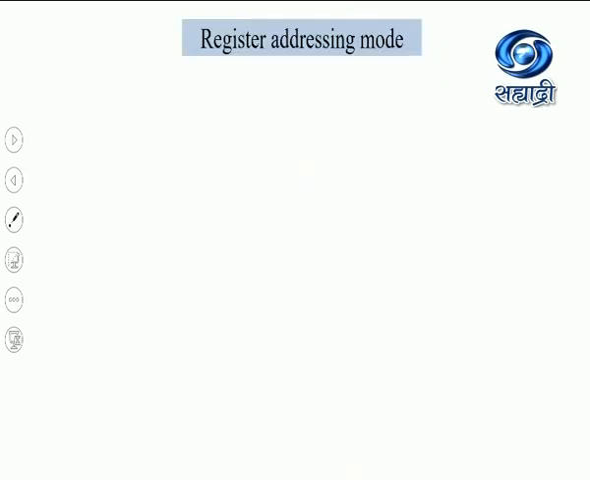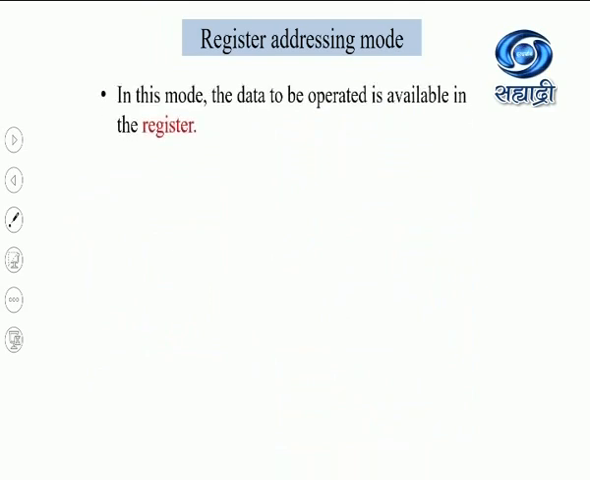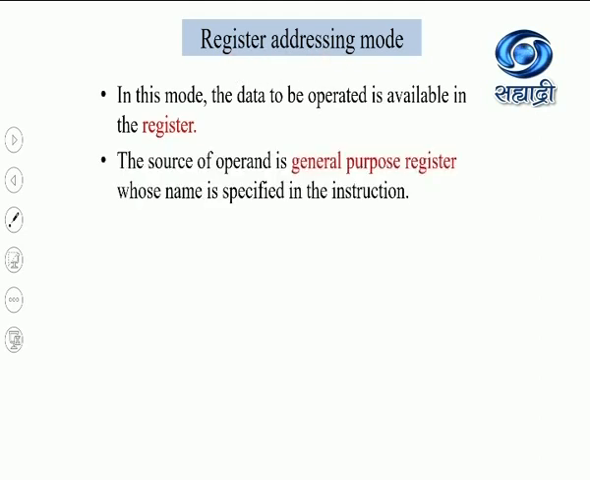Let's move to the next addressing mode, register addressing mode. In this mode, the data to be operated on is available in the register. Hence the name, register addressing mode. The source of the operand is a general purpose register, whose name is specified in the instruction. These instructions are single byte instructions. It means only one memory location is required.